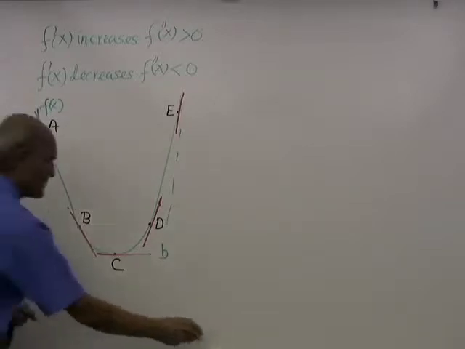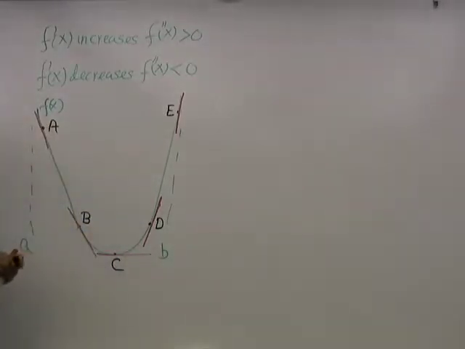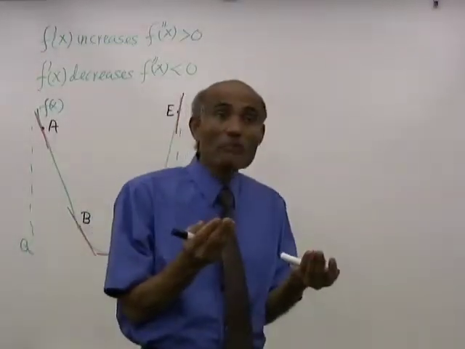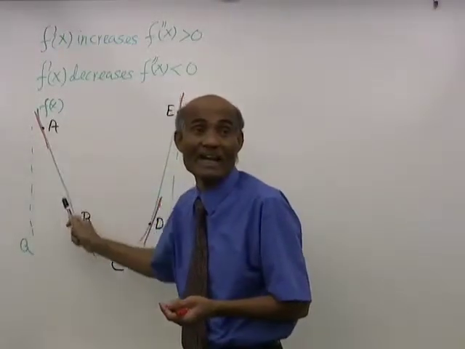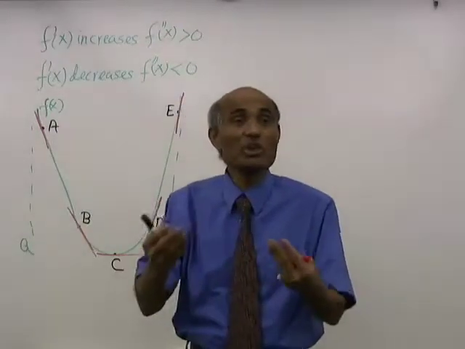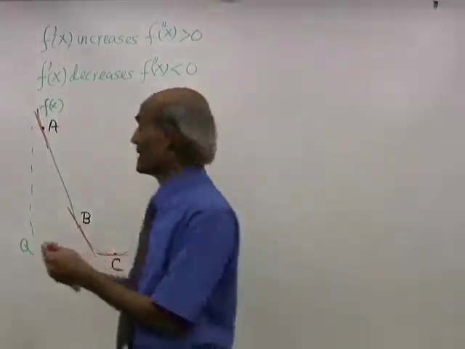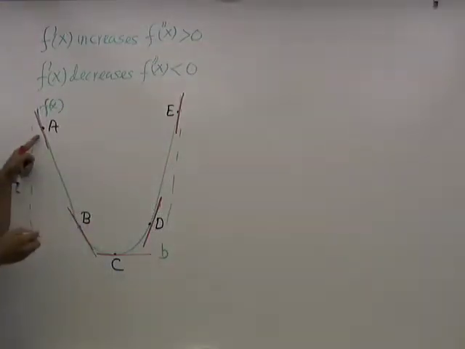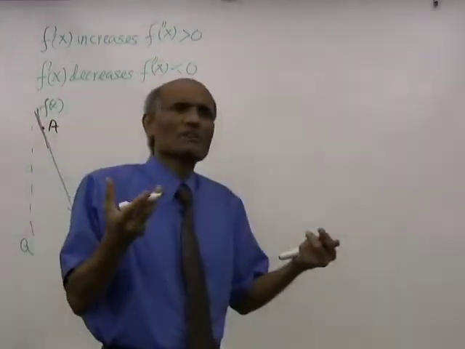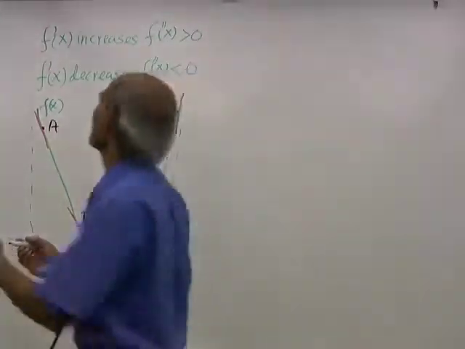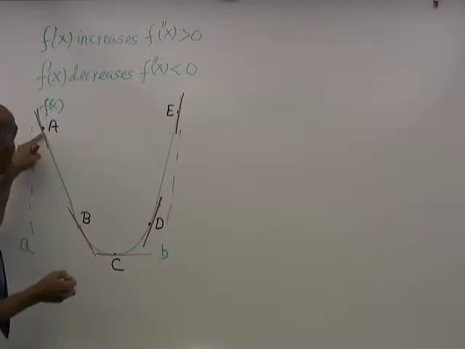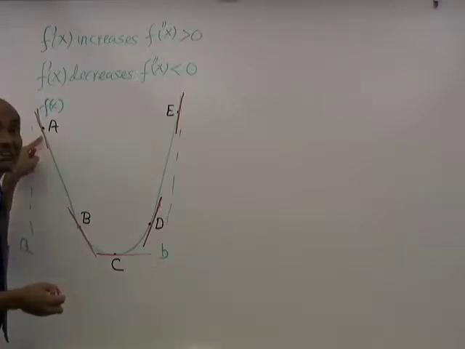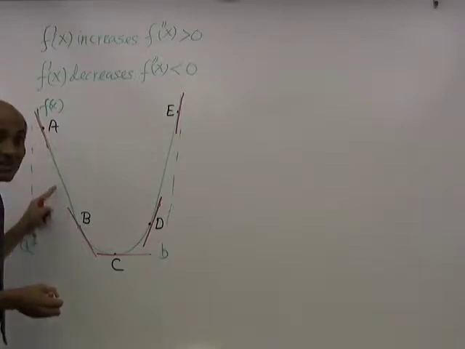Now, I want your help here. Now remember, what's the meaning of the first derivative? The derivative of f of x at a given point is the slope of the tangent line. Now, give me an approximate value, just a ballpark value, of the slope of this tangent line. First of all, tell me, is the slope of this tangent line at A positive or negative? It is negative, is that right?